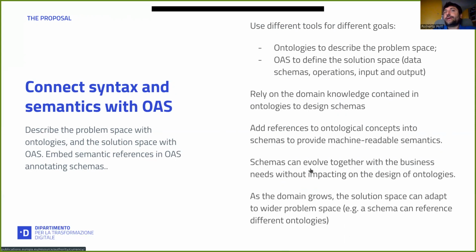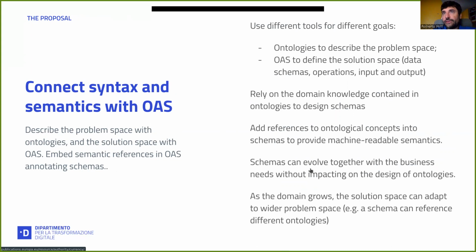So let's come to our proposal. We propose to use different tools for different goals. Let's use ontologies to describe the problem space and the field of interest, and to support the creation of a domain model. Then, use OpenAPI to define the solution space, including schemas. Design schemas taking into account expressivity and efficiency, together with the domain knowledge contained in ontologies.